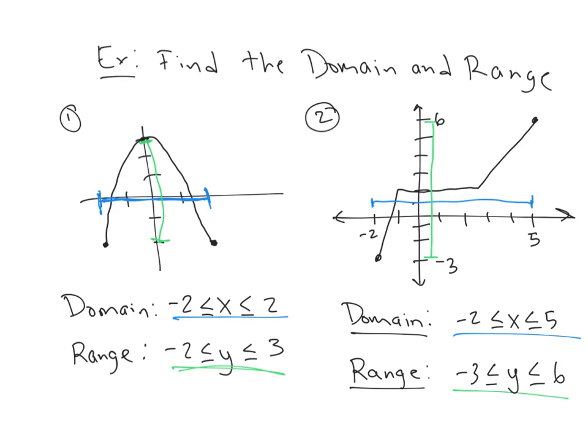Hopefully we learned a little bit about the vertical line test as well as domain and range today. Go ahead and you are now ready to start on the Big Ideas homework for section 3.1.